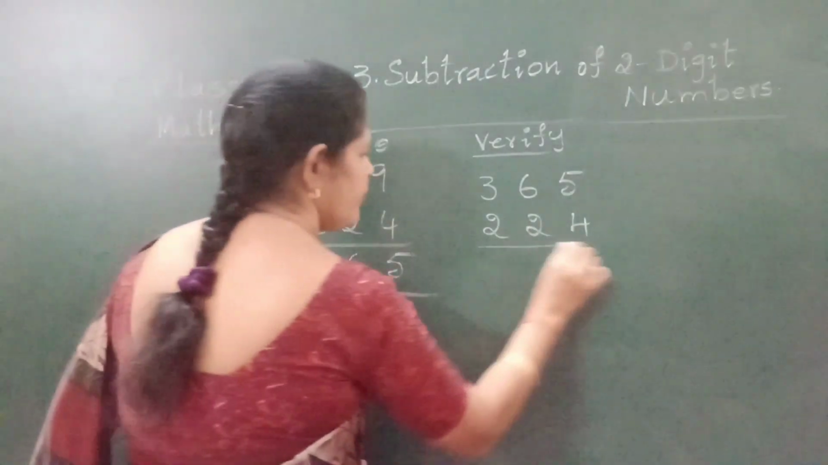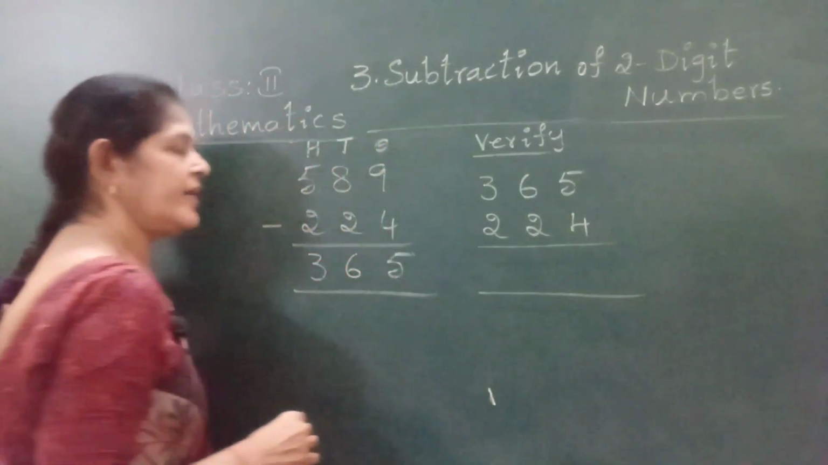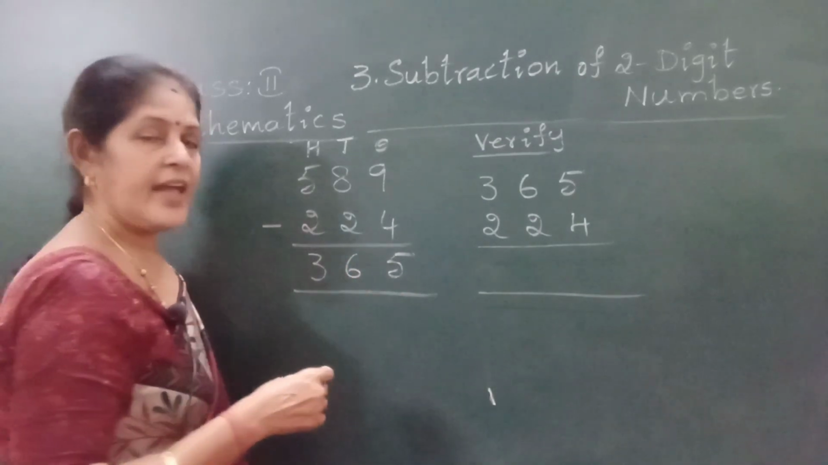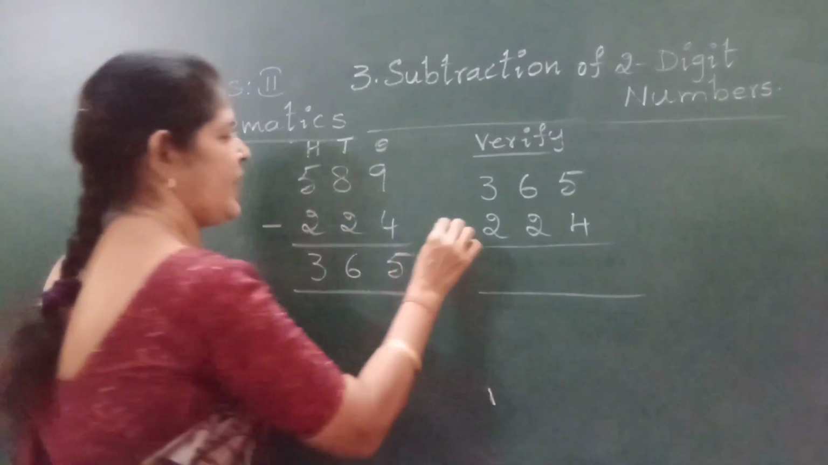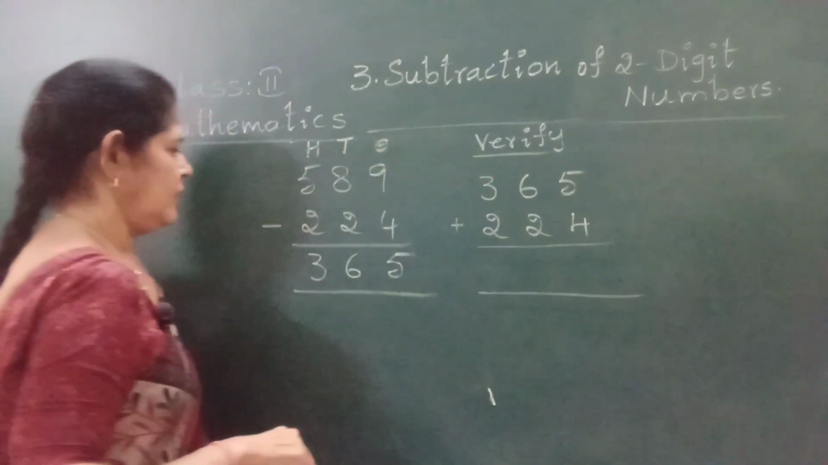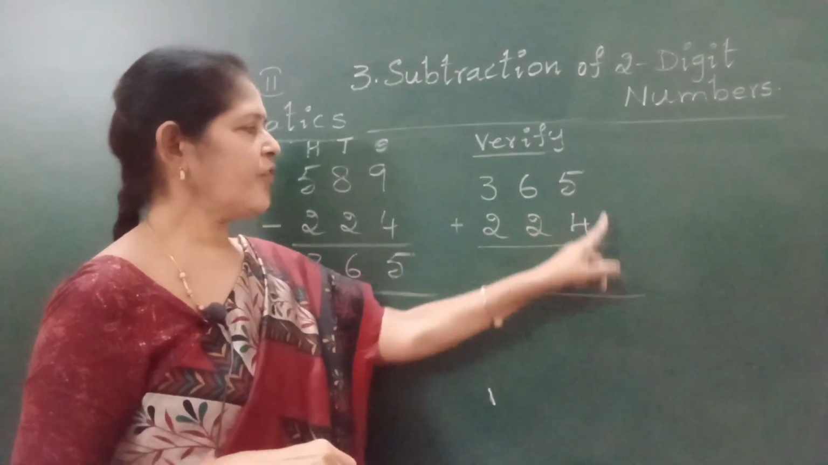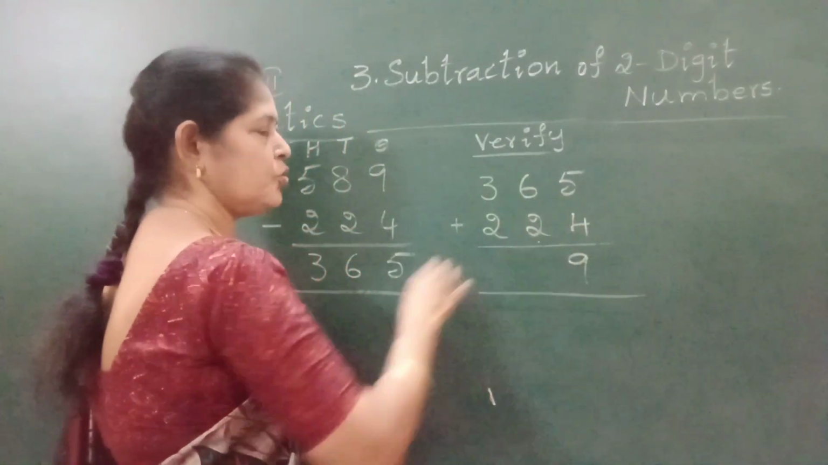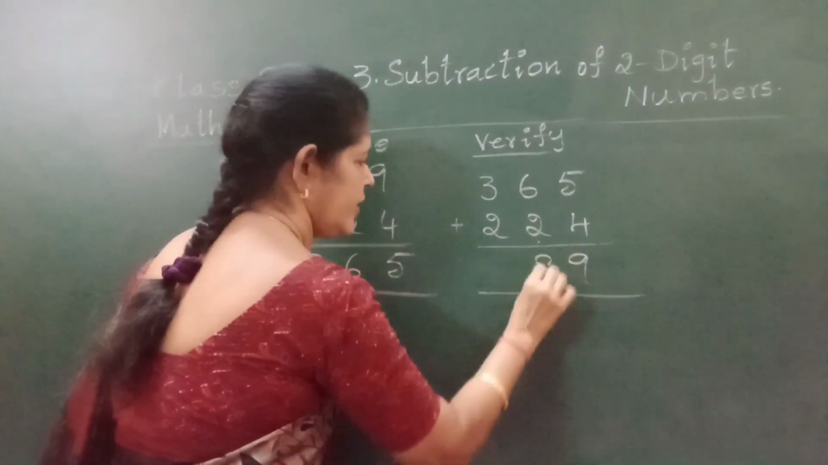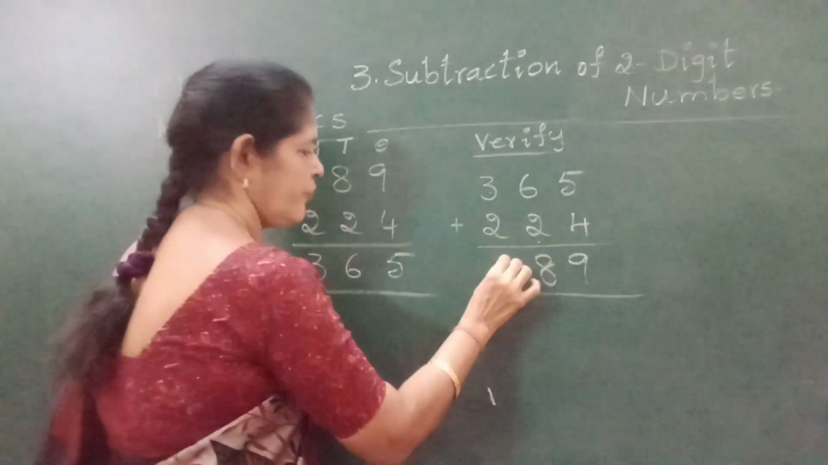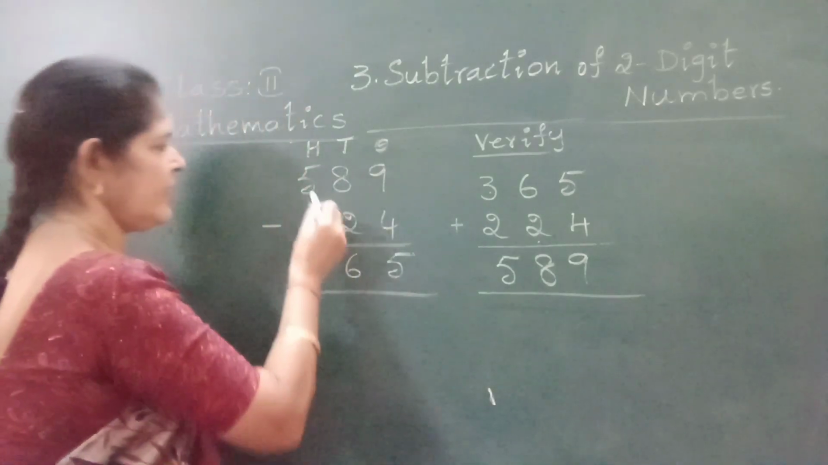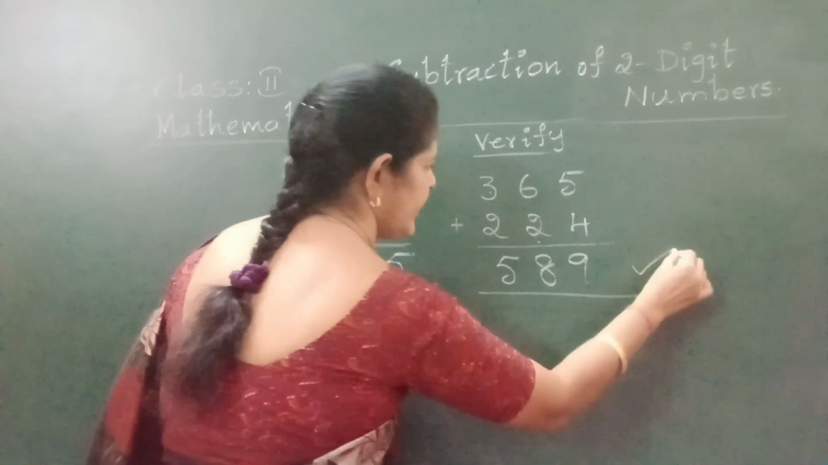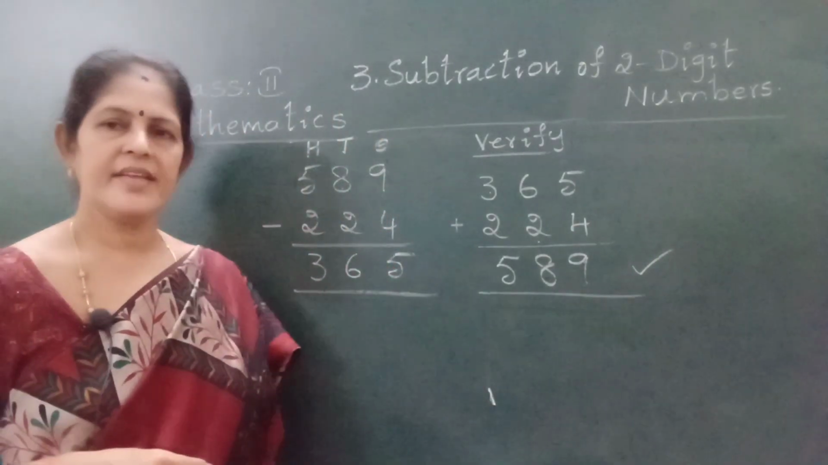Here in the verification we are using addition. Very good. Then what is the symbol for addition? Plus. Here put the symbol plus. Start from here. 5 plus 4, 9. Very good. 6 plus 2, 8. Very good. 3 plus 2, 5. What is the first number? 589. We got 589. That means our subtraction is correct.